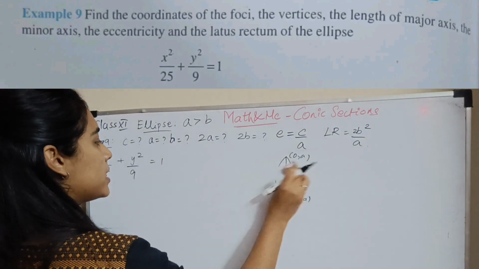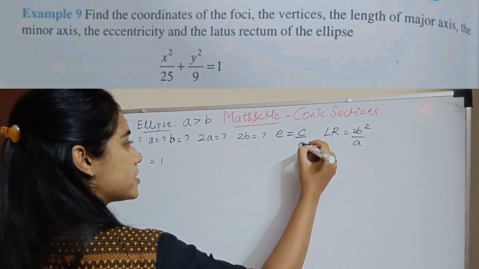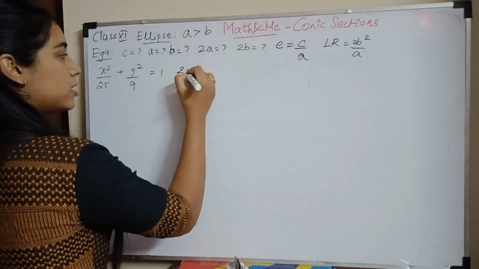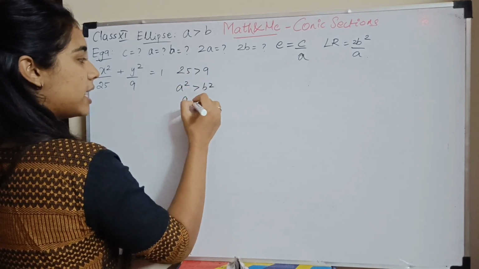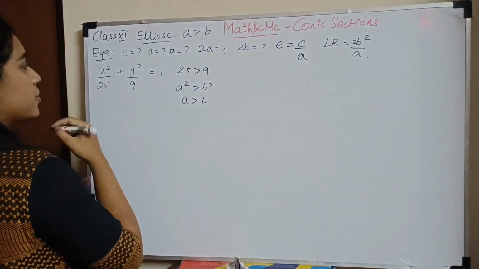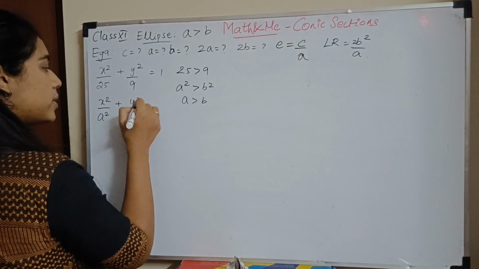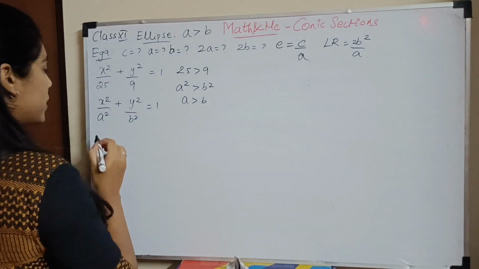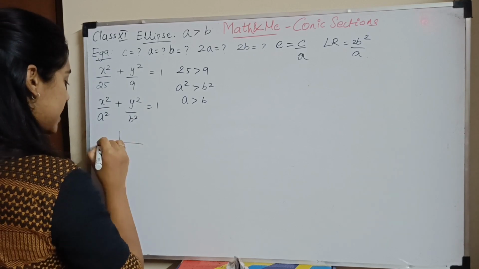Okay? So now in this case, we'll see how our ellipse is, whether it's along the x-axis or along the y-axis. So I have 25 is greater than 9, which means a square is greater than b square and a is greater than b. So here, this is x square by a square plus y square divided by b square equals 1. So this is the general equation. So when you have x square by a square, it means your ellipse looks like this.